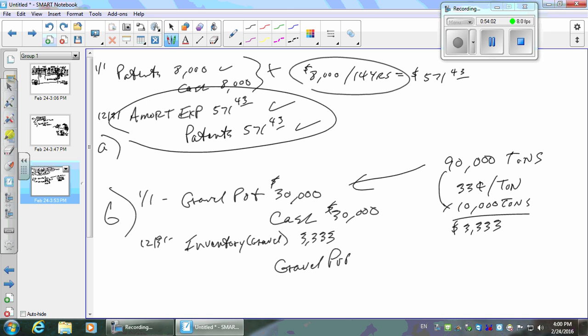We would not use accumulated depletion here probably either, but you could if you wanted, just like with the accumulated amortization up above for the patent. Now, if you're selling it to somebody right now, though, what would it be? Cost of goods sold, instead of inventory, because you shipped it directly to the customer. That makes sense? You'd have a sale, you'd have cost of goods sold.